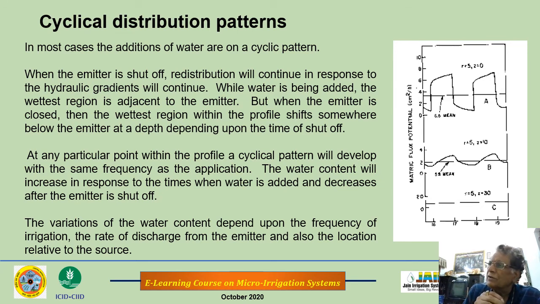So it will keep on building, and then after the system is shut off, it will start releasing and redistributing. So it becomes a cyclic pattern of higher discharge to lower discharge, keeps on decreasing with time, and then again coming up to a higher moisture content, and then going to the lower moisture content. So this cyclic pattern will be observed at all points within the soil under all different types of conditions.